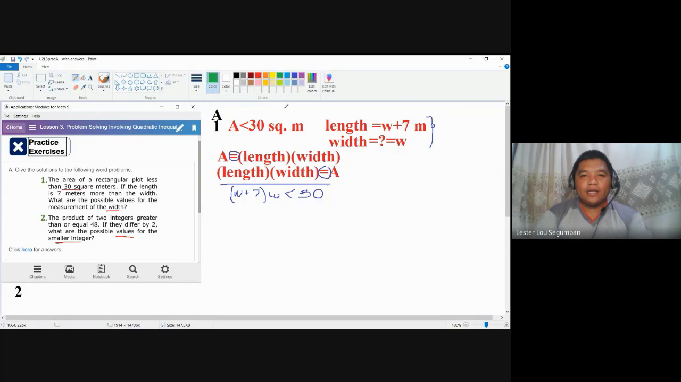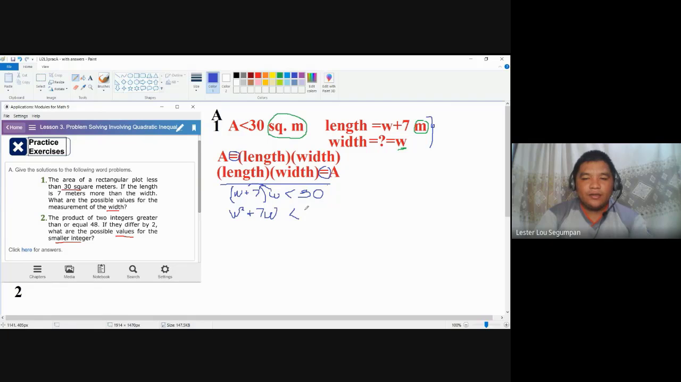Take note that in the meantime we are disregarding the units because we are going to solve first for the unknown. The units here might be mistakenly understood as other variables, S, Q, and M. So let's just disregard them first and simplify this side here. This will be equal to W squared plus 7W as we distribute this.